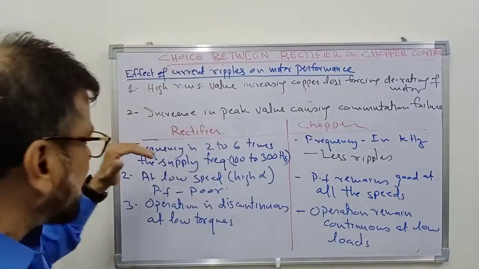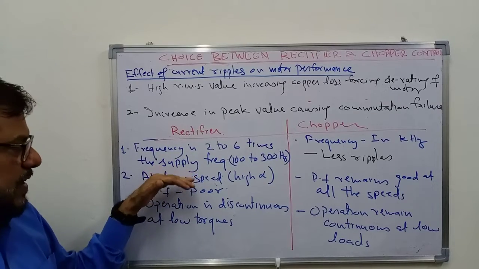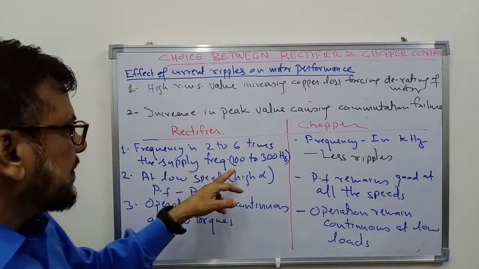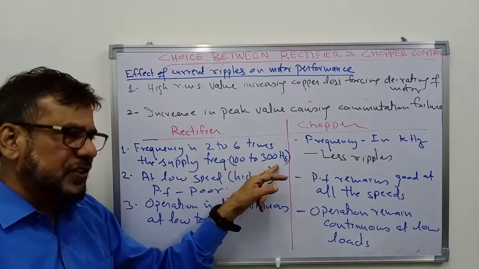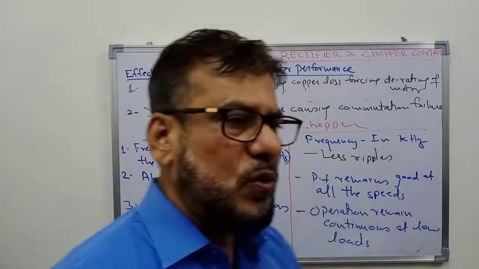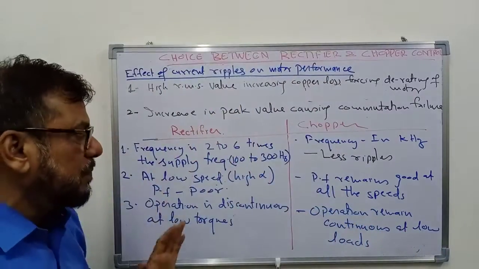So the frequency of the voltage that reaches the motor in a rectifier controlled drive is in the range of 100 to 300 Hz. This means that more ripples will be there, and you have to go for more derating of the motor because of overheating and commutation problems.